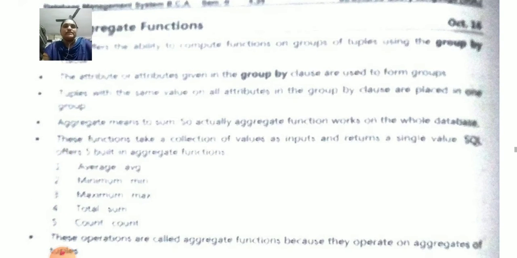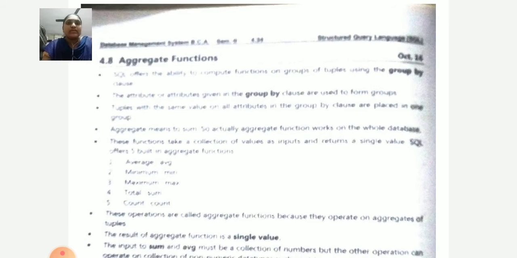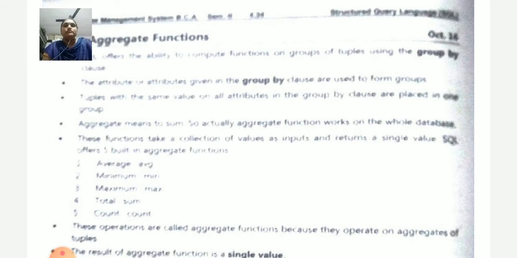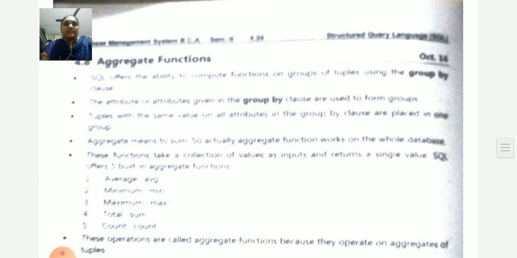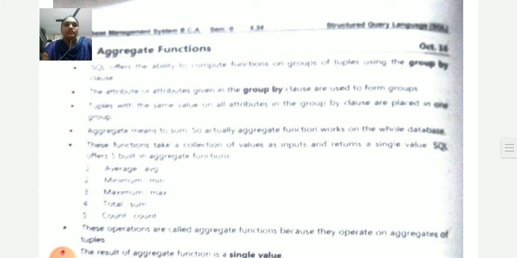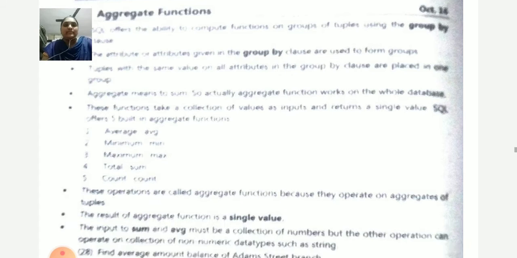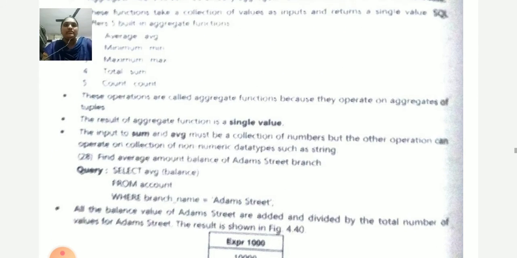Now we'll see aggregate functions. Aggregate functions means two or more values can be combined. This is called an aggregate function. See here, with the help of the group by clause we can combine the functions.